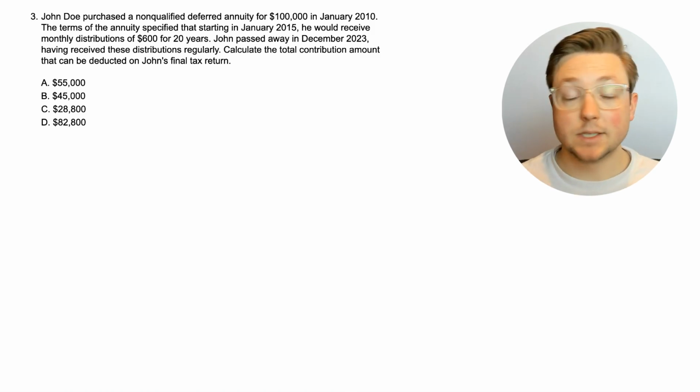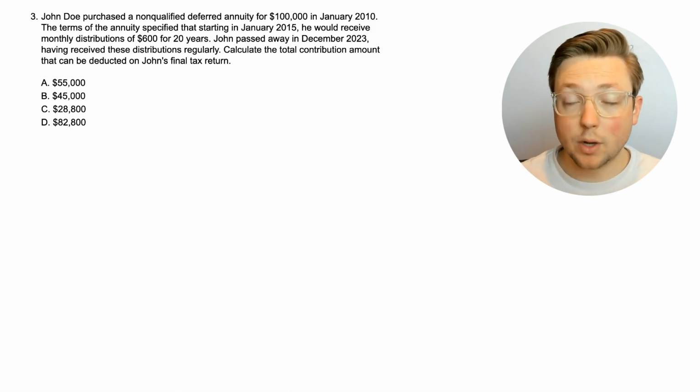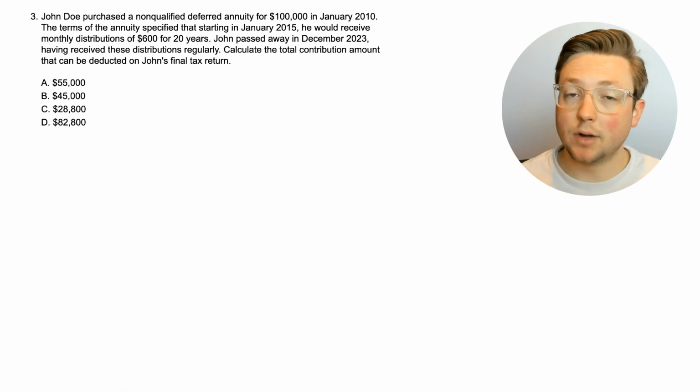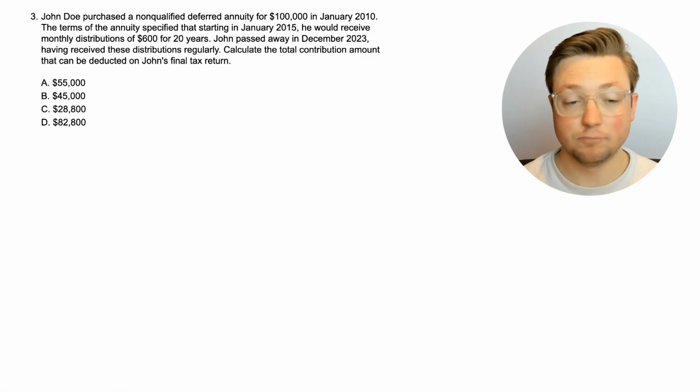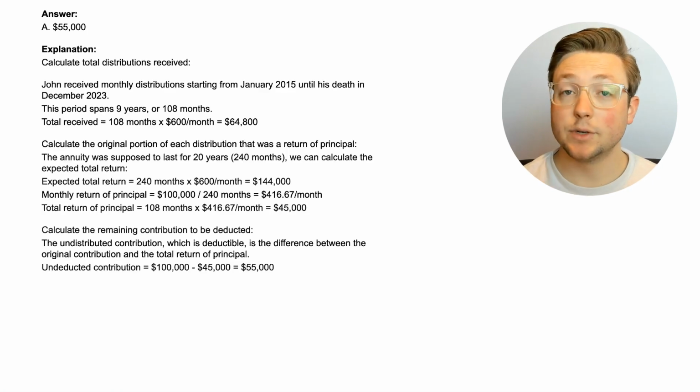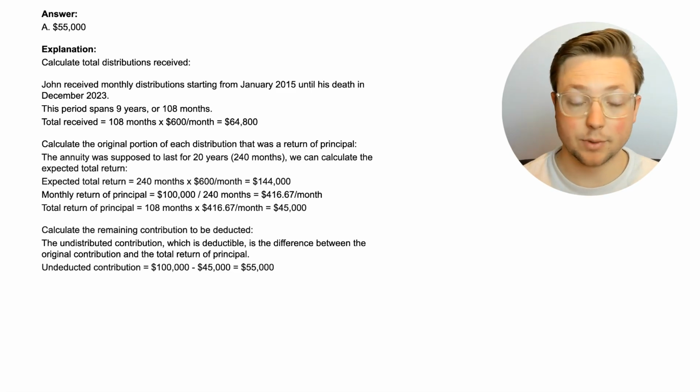Okay, again, this is something we don't really know how to calculate if you haven't dealt with annuities before. So if you want, go ahead, pause the video, try to figure it out. But if not, let's go ahead and look at the answer to start learning how this works. Okay, and the answer is $55,000 can be deducted from his final year tax return. So let's read through this.